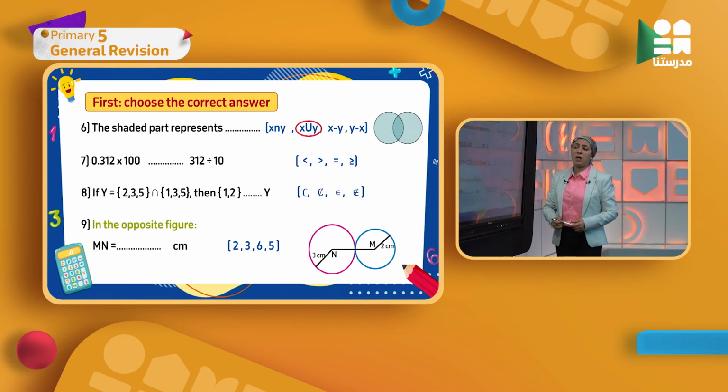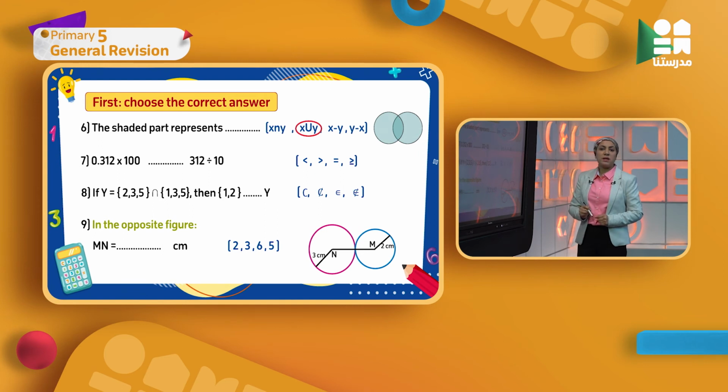The first one, 0.312 times 100, and then 312 divided by 10. I would like to decide which sign to choose here. What is the relation between the two numbers? I have to work out the two numbers first, and then I'll choose the right sign.